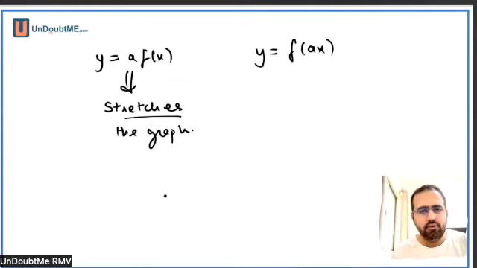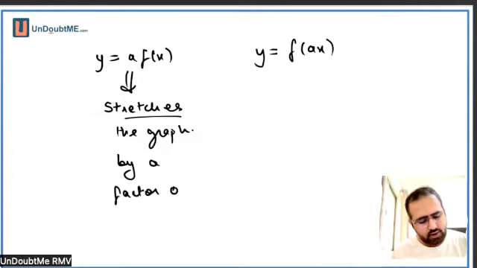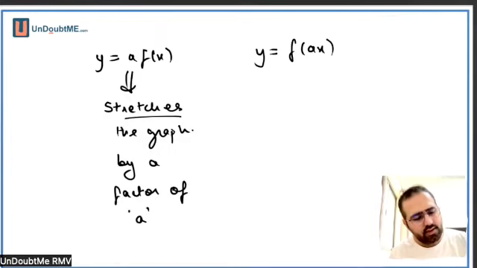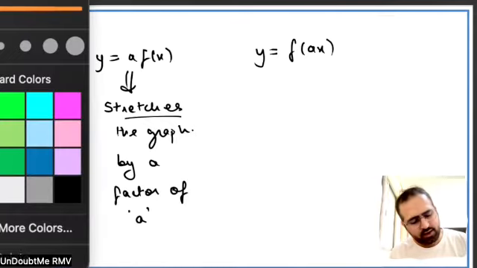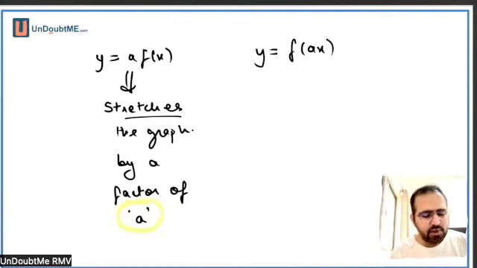What happened to the graph? It was 3 over there. So it stretched the graph by a factor of a. This is a very general statement I am giving, because stretch doesn't mean that it should expand. It can compress as well. Everyone is clear with this? Okay, it can even compress.